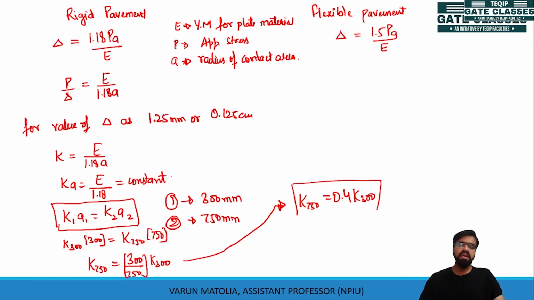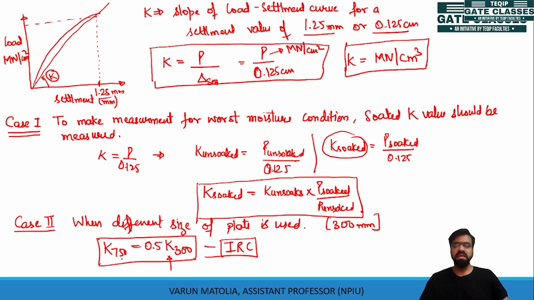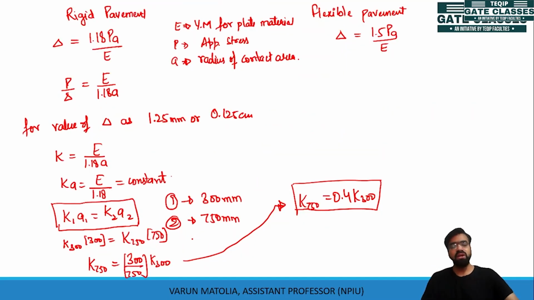We have already used a similar kind of relationship, that K 750 is equal to 0.5 K 300, and this is a theoretical relationship again. K 750 is equal to 0.4 K 300. So this is how you can calculate the value of modulus of subgrade reaction for different diameters of plates using a different diameter of plate.